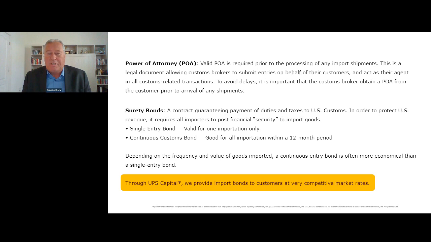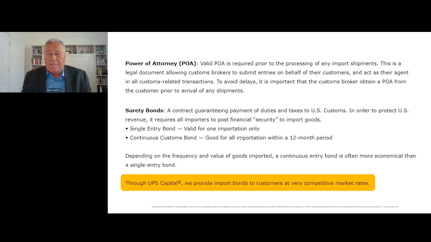So it's always important to know what you're going to import. If it's one time, or 2 or 3 times, you can look at the cost of a single entry bond. It may be better to just do single entry bonds if you're going to do maybe 1 to 4 entries. But if you're going to import more than that, and start doing it on a very regular basis, you need to go ahead and purchase a continuous customs bond because it'll have you covered for a 12-month period.